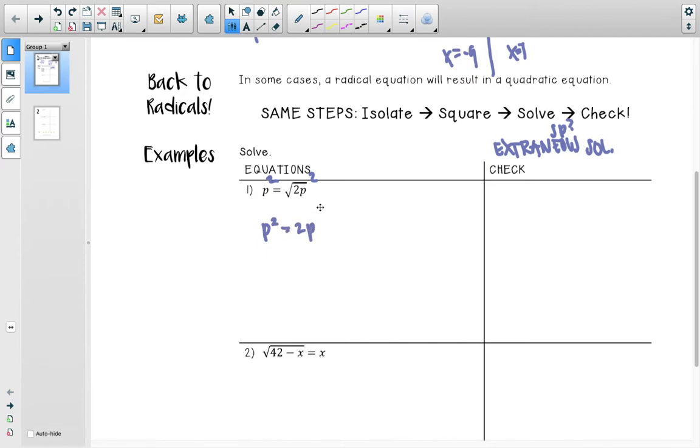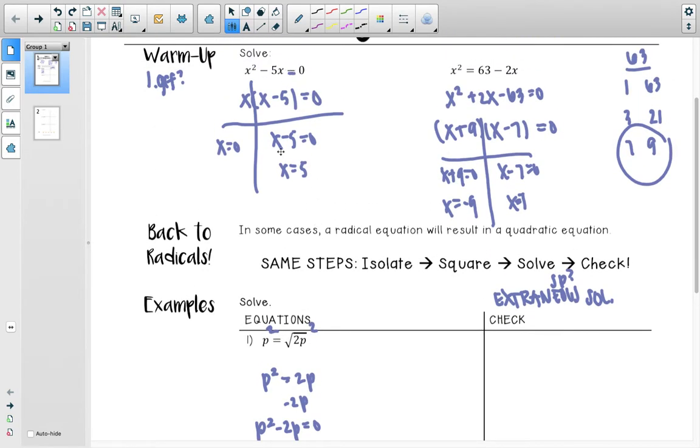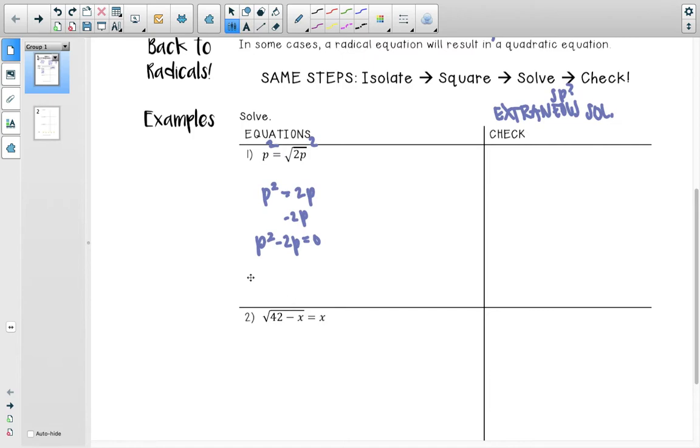And that's actually going to look a lot like our warm-up problem, because we need to set it equal to 0, so we're going to subtract the 2p over, and we're going to factor it. It should look a lot like this first example, because we're going to factor by the greatest common factor. The greatest common factor they have is p, leaving you with p times p minus 2 equals 0. Now you would set that p equal to 0, which is just 0, and then the p minus 2, I'm just writing it this way because I ran out of room, which would give you 2.